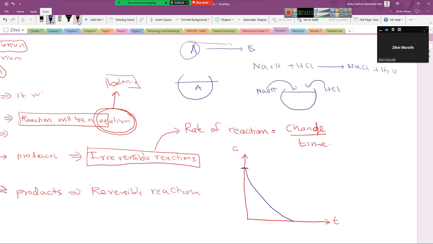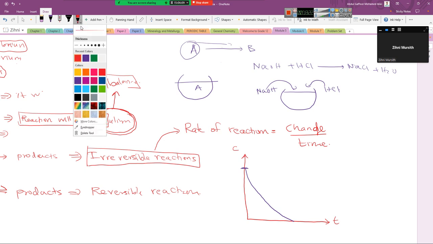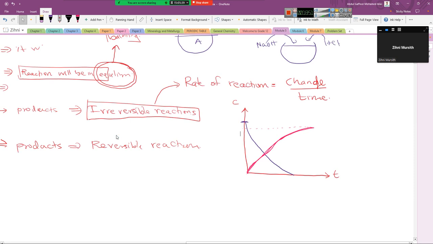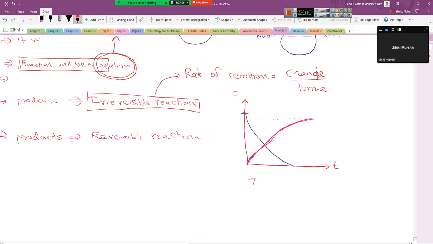Now I am going to use a different color for drawing the concentration change of B, right? So what will happen to B? From 0, the concentration is 0 at the beginning, and the concentration of B will gradually increase over time, right? And ultimately it will attain a specific value. So this is the concentration versus time graph for an irreversible reaction.